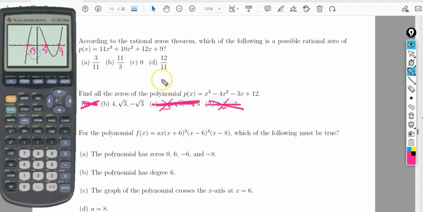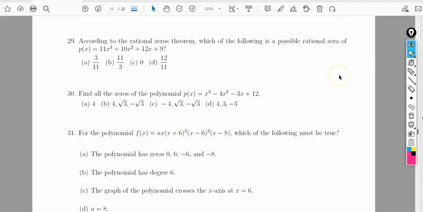So we can tell from our graph, we can certainly rule out these other possibilities. You get a 0 when you get an x-intercept. You get a real 0. So the answer to this one is B. The answer to 30 is B.